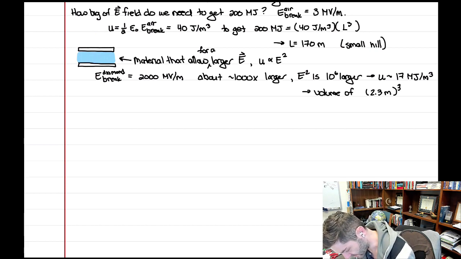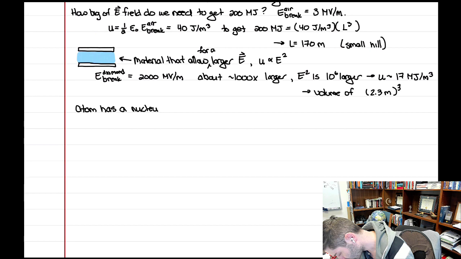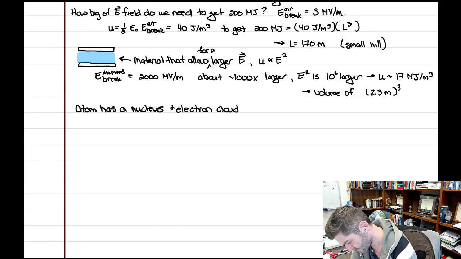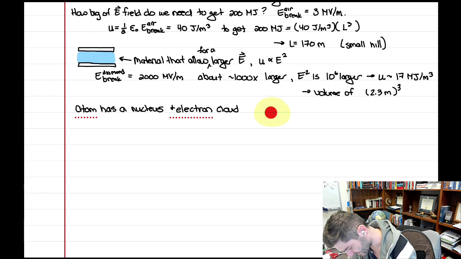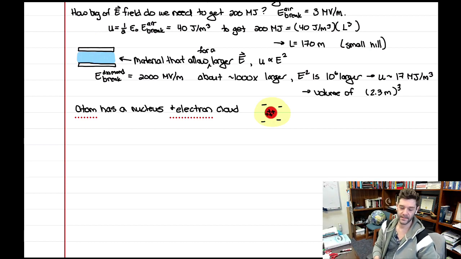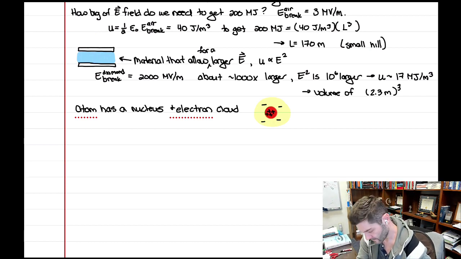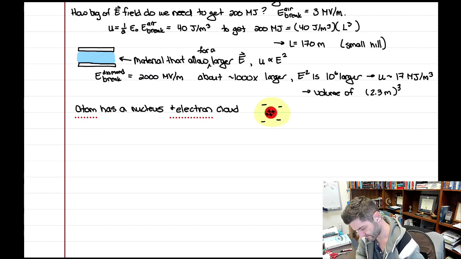And so let's go back to our simple picture of an atom. So an atom has a nucleus, and then the electrons roam around as some electron cloud around the nucleus. So again, if I have some electron cloud, and then I have some nucleus that's in the center, there are positive charges in the nucleus, and then there are electrons that roam around in this electron cloud surrounding it.